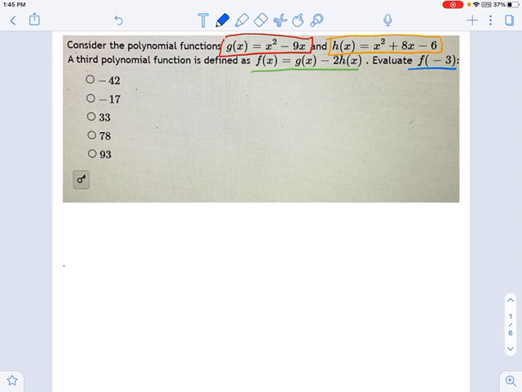So at its heart, this is a substitution problem where we're going to take that x and replace it with negative 3. Let's see how that works. f of negative 3, according to the equation in green, is just going to be g of negative 3 minus 2 times h of negative 3. See how I replaced all those x's with negative 3's? Great. Let's figure out what these things are.